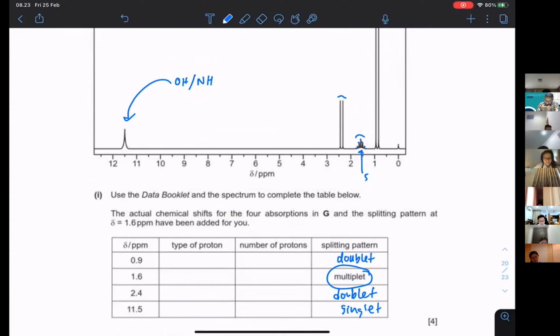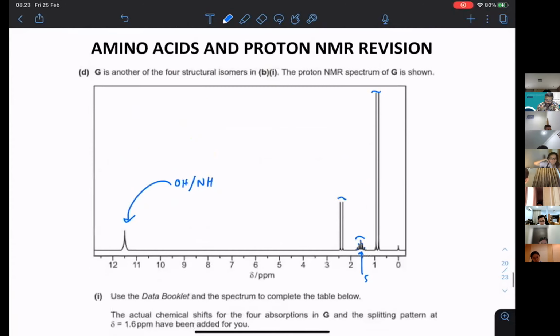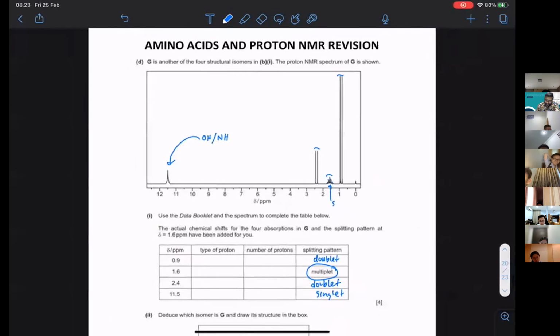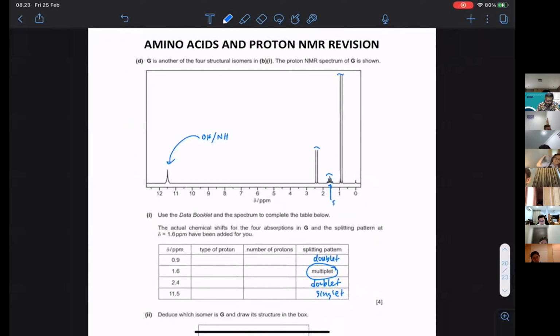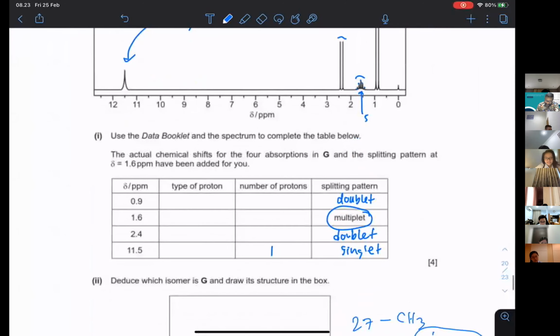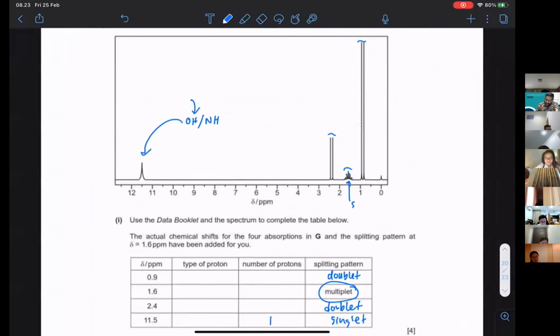Number of proton and type of proton. So I think this one, number of proton, definitely 1. Number of proton is 1, at 11.5. The rest, I don't know, so still need to check.